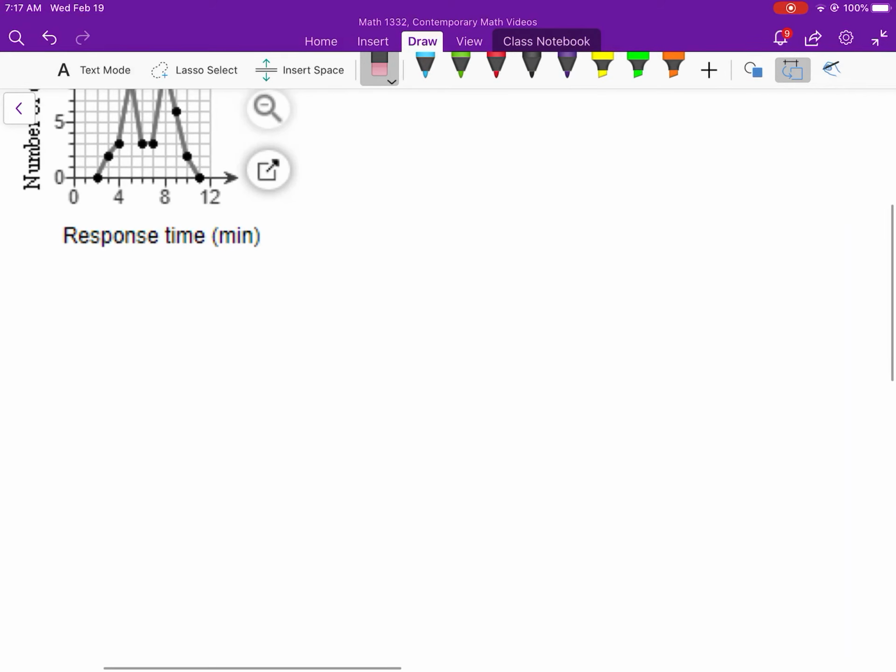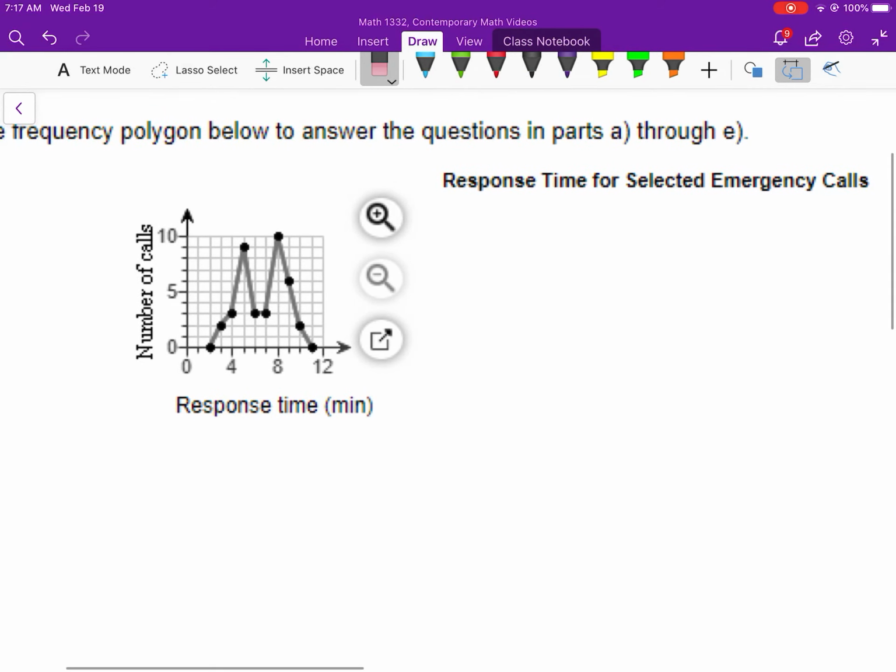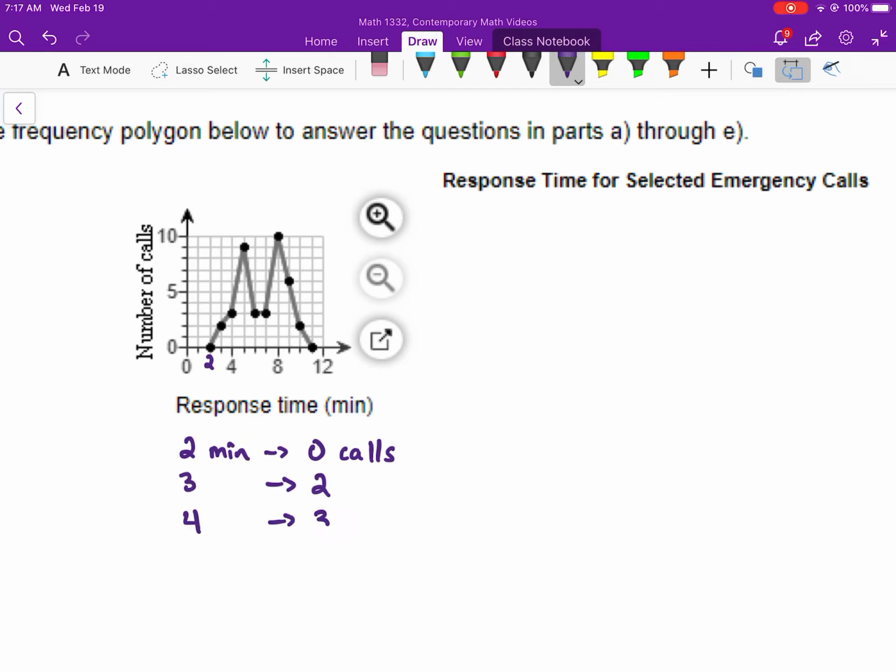Let me zoom in just a little bit here. There we go. Alright, so let's look at this carefully. At the 2-minute mark, we happen to have 0 calls. At the 3-minute mark, it looks like we have 2 calls. At the 4-minute mark, we have 3 calls. At the 5-minute mark, it looks like we have 9.